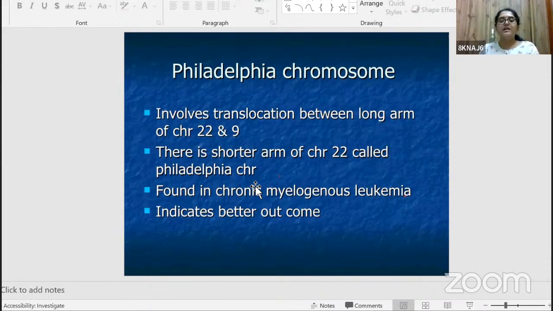You also have a Philadelphia chromosome wherein there is a translocation between the long arms of chromosomes 22 and 9. And there is a shorter arm of chromosome 22 called the Philadelphia chromosome. This is seen in chronic myelogenous leukemia. So it is easy to identify such kind of patients. If at all they have a Philadelphia chromosome, they are susceptible to myelogenous leukemia. It indicates the outcome better, so you can treat the leukemia much faster.